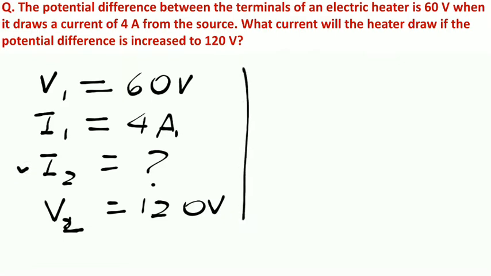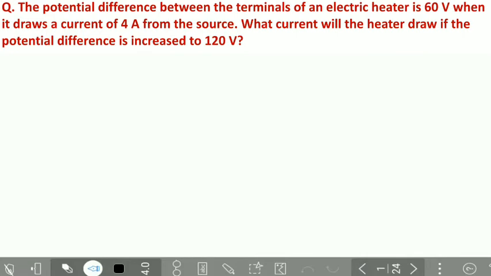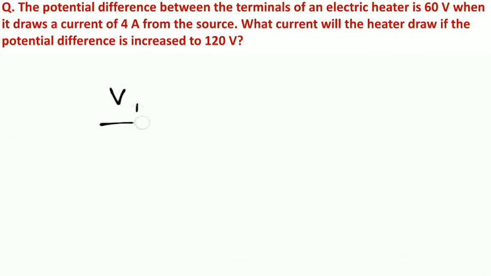Since the electric heater remains the same, means the resistance of this will be same in both the cases. In the first case, R is equal to V1 upon I1 from Ohm's law. In the second condition, the R will be same since the heater is same. So R will be V2 upon I2. Now we need to equate these two values of R. So equate them. V1 upon I1 is equal to V2 upon I2.